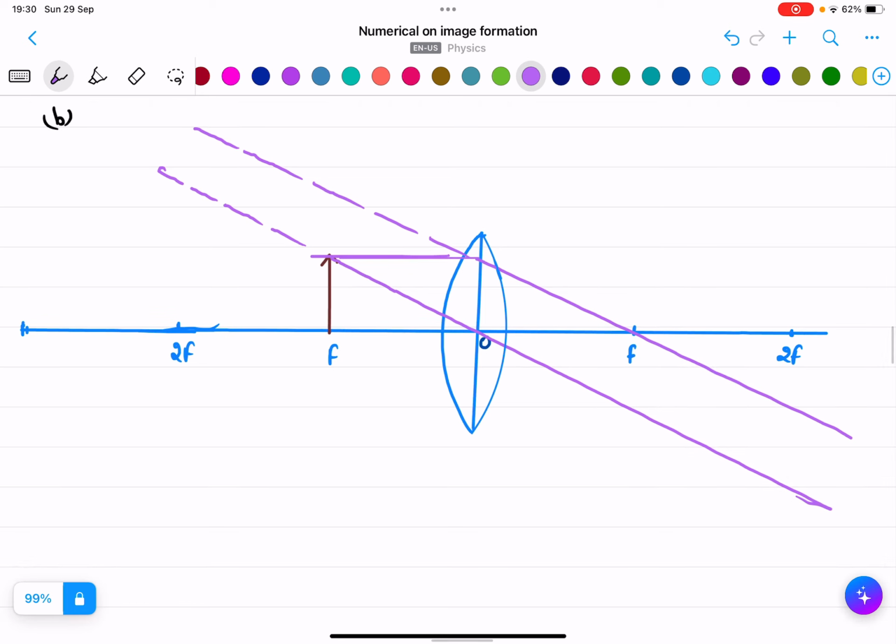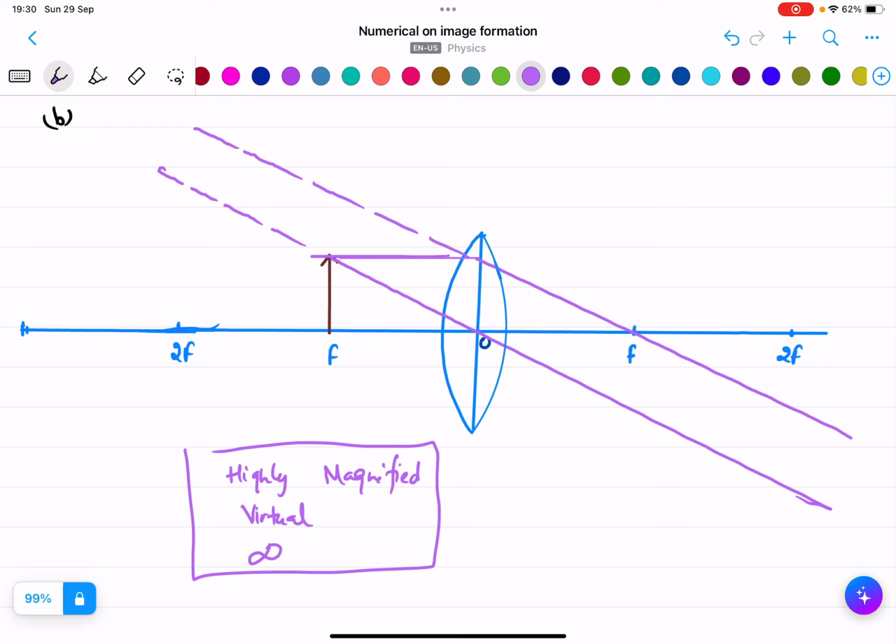So what is the image description? The image is highly magnified. Second, the image will be virtual because it will be on the same side of the lens. And the image will be at infinity, because it will be very, very far, so we consider the image to be at infinity. This is the image description.